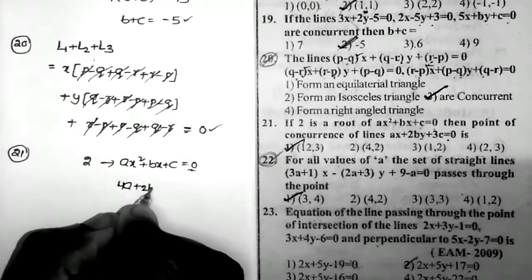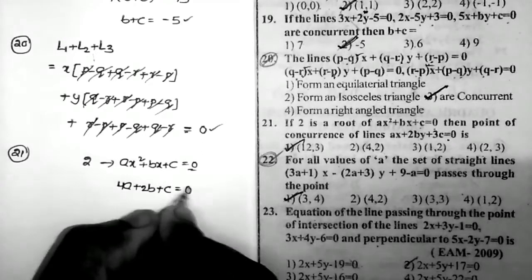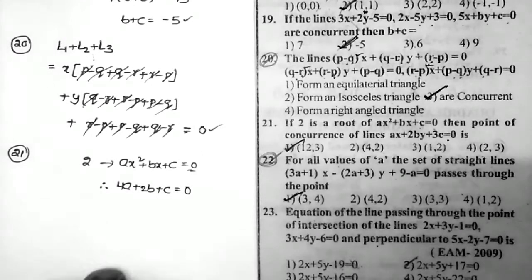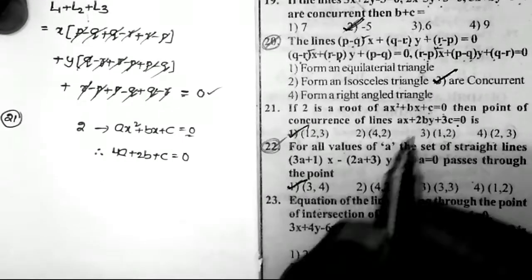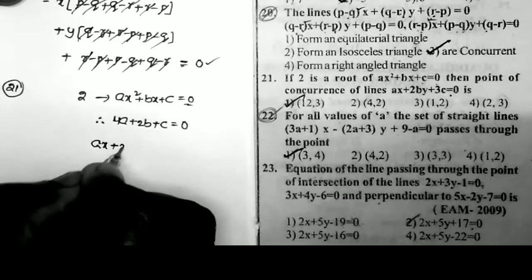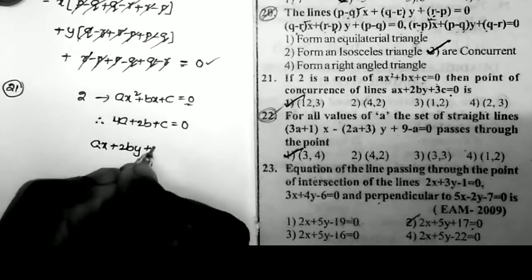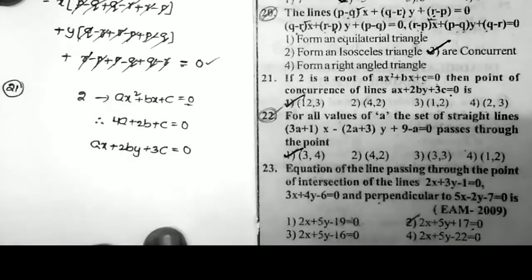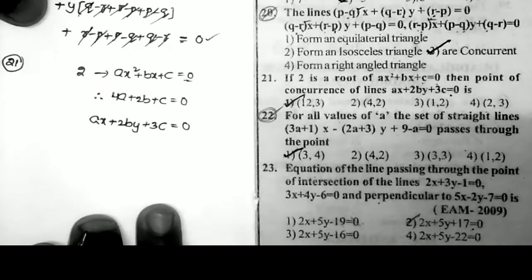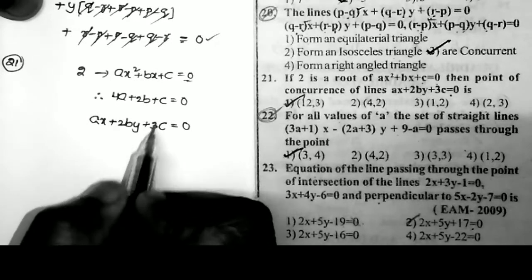Therefore, we get the value 4a plus 2b plus c is equal to 0. 2 is the root of the equation, which means 2 satisfies the equation. And what is the given line's equation? ax plus 2by plus 3c is equal to 0. Now we want the point of concurrence. That is, we just take the comparison here.